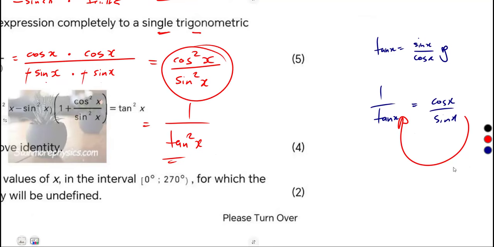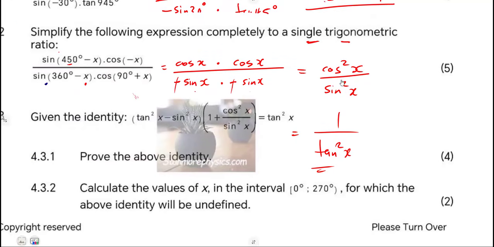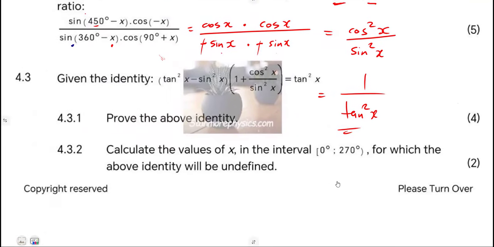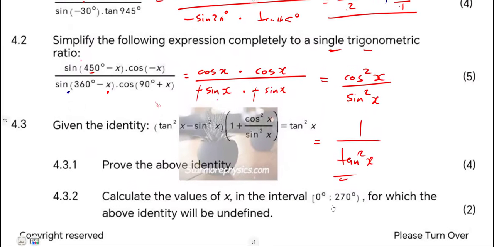Not this one. That one has two ratios, cos and sine: the ratio of a cos, the ratio of a sine. We are supposed to have just a single one. So this one is a tan. So that was it on 4.2 for 5 marks.